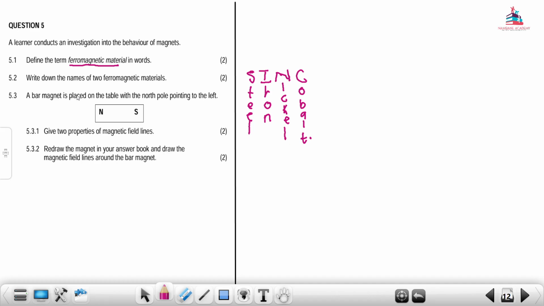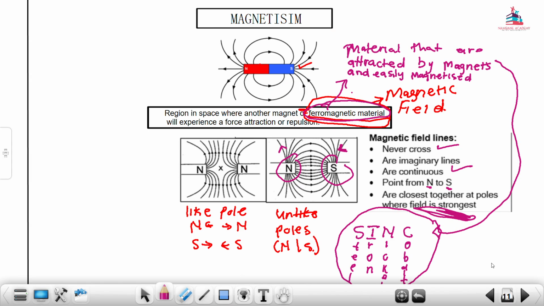A bar magnet is placed on a table with the north pole pointing to the left. Give two properties of magnetic field lines. Remember, we said they must never cross, they are continuous, they point from north to south, and they are closest together at the poles where the field is strongest. So these are your properties of magnetic field.